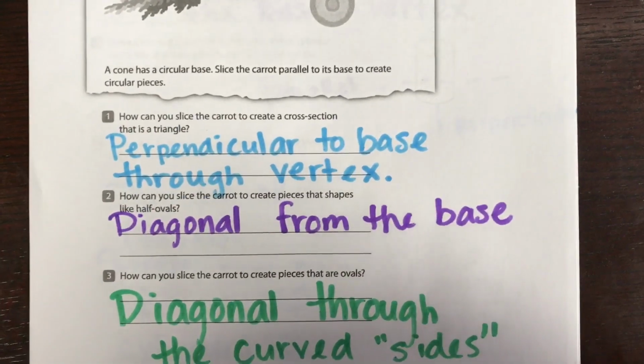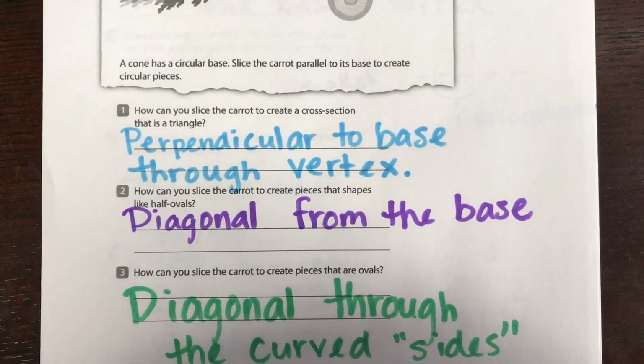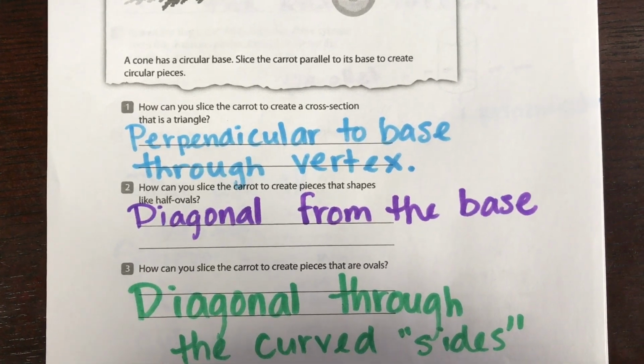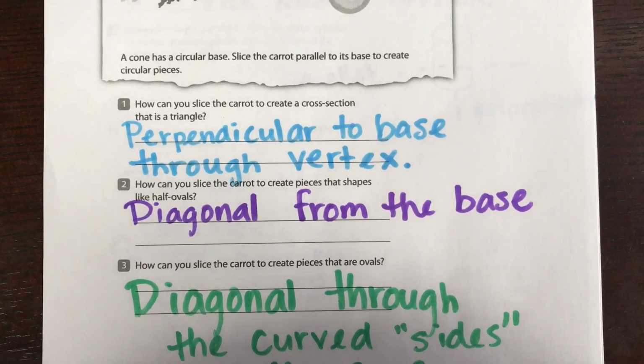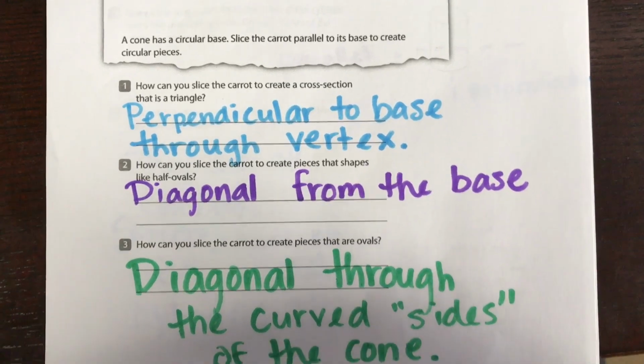All right, so number 1 says, how can you slice the carrot to create a cross-section that is a triangle? Perpendicular to the base through the vertex. So what that means is I'm going to go straight down through the point to the circular base and hit it at a 90-degree angle. If I opened it up, that would create a triangle.